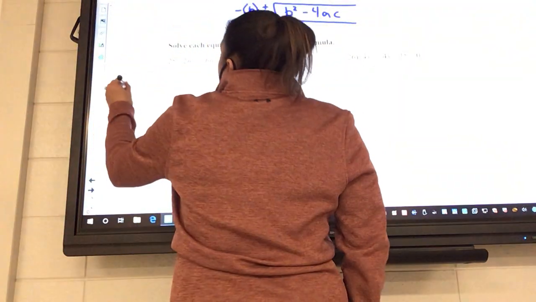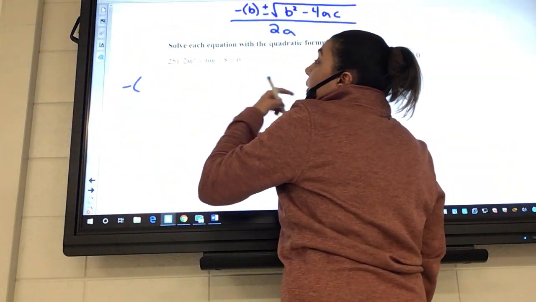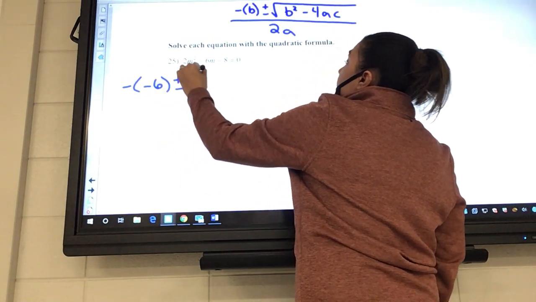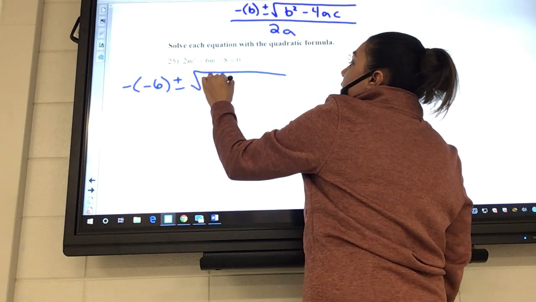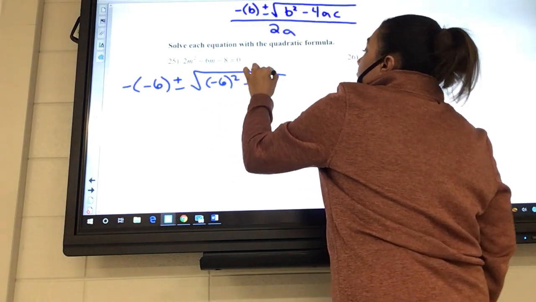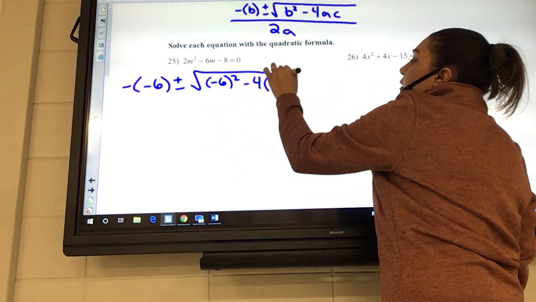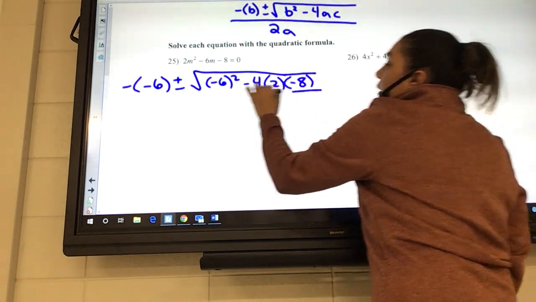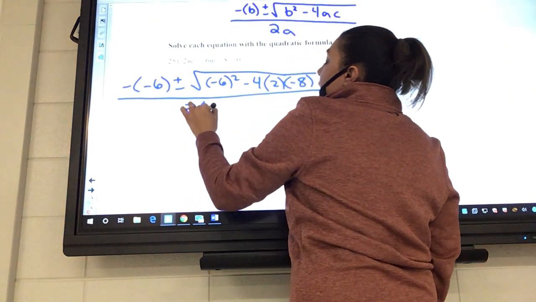Okay, so what's our b? Negative 6. So negative b is 6, plus or minus the square root of negative 6 squared, plus, minus 4 times 2 times negative 8. It's not plus, Jaden, it's minus. It's negative 8 all over 2 times our a, which is 2.